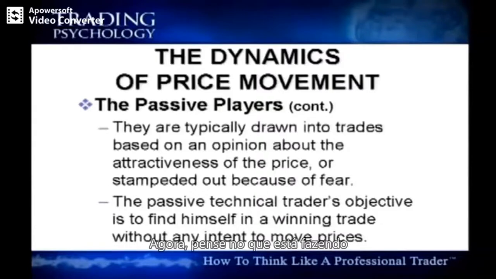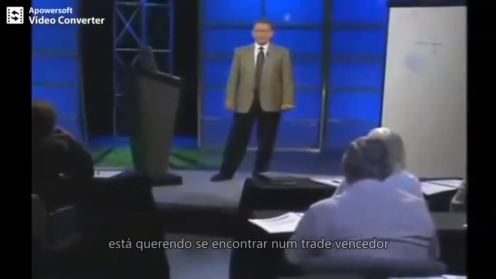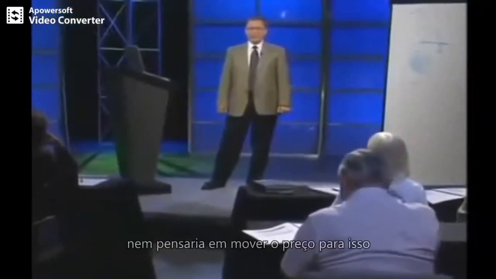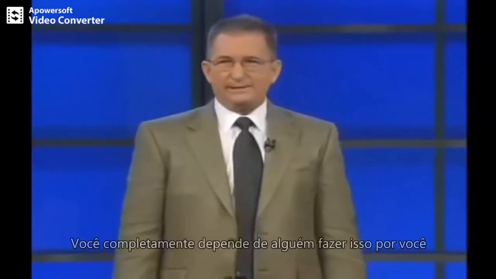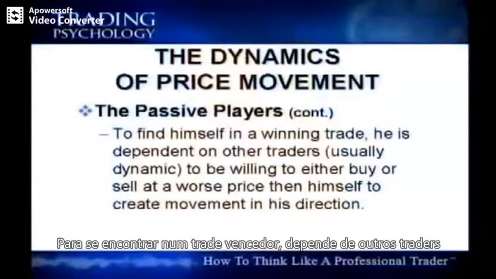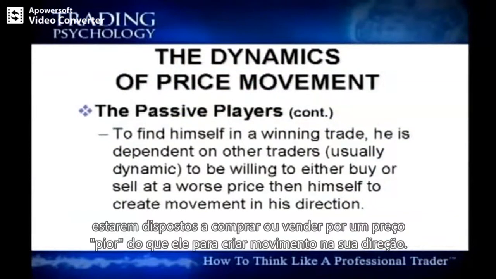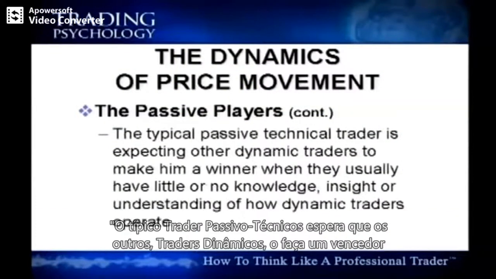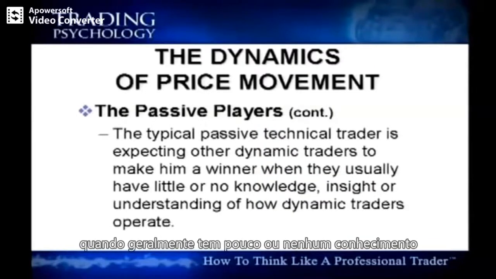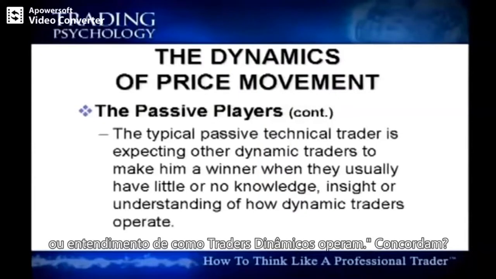Now think about what you're doing. You are trading in a way where you want to find yourself in a winning trade, but absolutely wouldn't even think about moving prices to do it. You're completely dependent on someone else doing it for you. To find himself in a winning trade, he's dependent on other traders to be willing to either buy or sell at a worse price than himself to create movement in his direction. The typical passive technical trader is expecting other dynamic traders to make him a winner when they usually have little or no knowledge, insight, or understanding about how dynamic traders operate. Would that be fair?